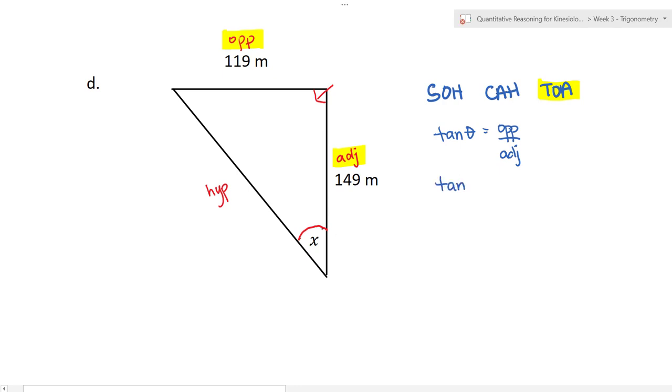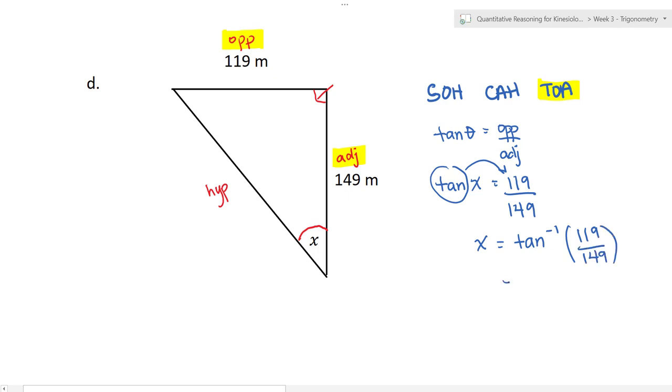My theta is labeled as X equals opposite, which is 119, over adjacent, which is 149. Notice the 2 units of the sides are both meters, so they cancel each other out. I don't need to convert anything. And now I'm solving for X. So I'm going to take this tan, move it to the other side of the equal sign by using the tan inverse button of 119 over 149.